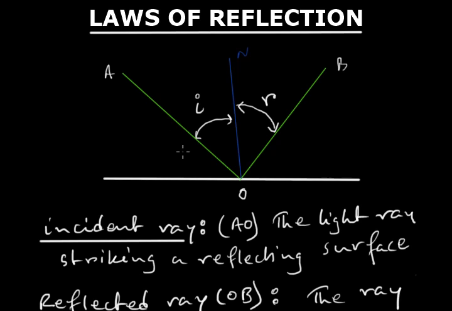Reflection is an optical phenomenon by which a light beam returns to its initial medium, that is the first medium, from the surface of the second medium.